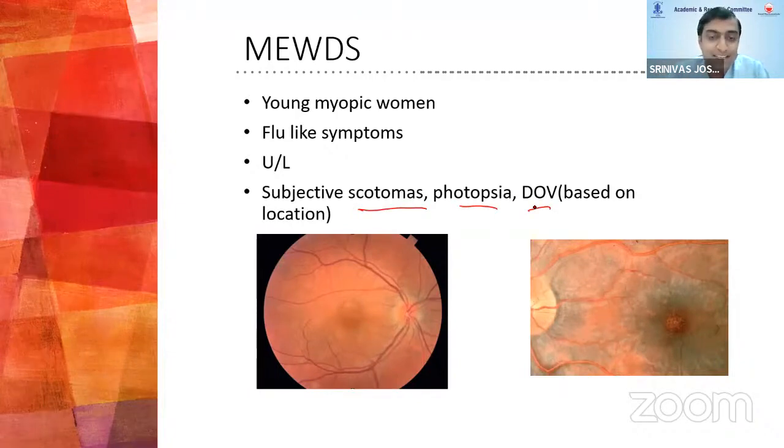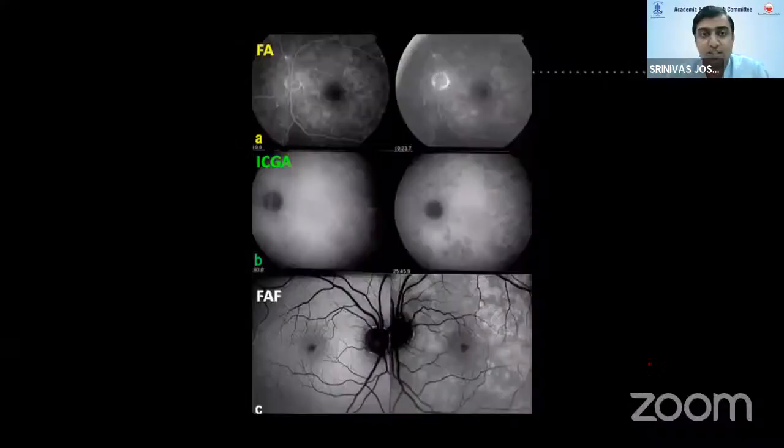In the earlier stage, faint discolored lesions of 100 to 200 microns have been described along the temporal arcades, the posterior pole, or the mid periphery. They resolve well. However, when we see this kind of picture, there is basically a granularity. So this granularity is what tells us that this patient had MEWDS before and is now improving.